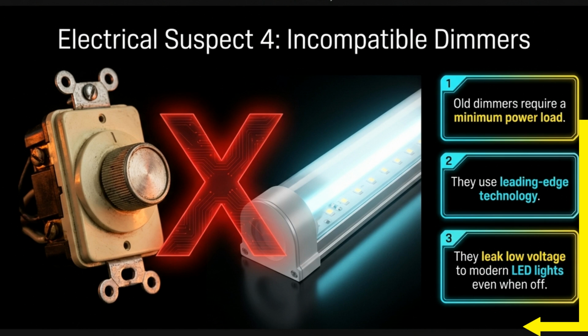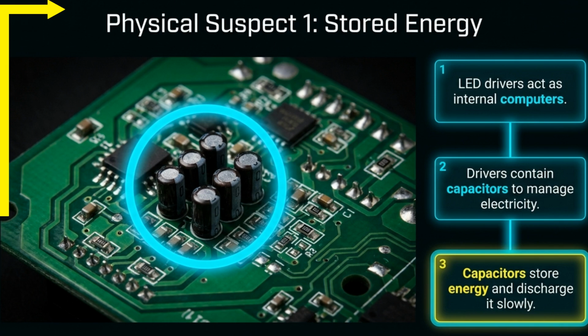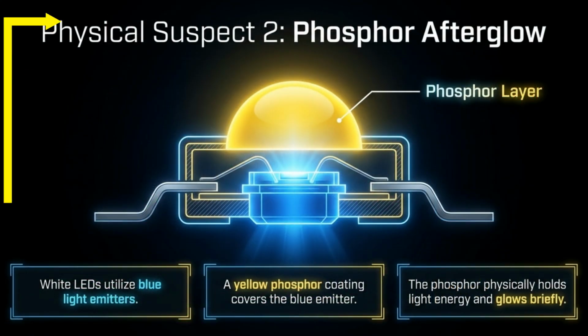Now, let's explore the physical suspects. Our first physical suspect is stored energy within the LED driver. LED drivers act as internal computers. These drivers contain capacitors to manage electricity. The capacitors store energy and then discharge it slowly. Even after the power is off, this slowly discharging stored energy is sufficient to cause a brief, visible glow in the highly sensitive LED.